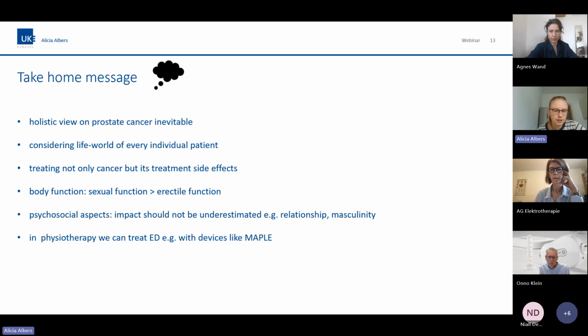On a psychological level, I think the impact should not be underestimated, for example, the effects on a relationship and masculinity. And I would like to conclude with the possibilities of physiotherapy in men with incontinence or erectile dysfunction. I think pelvic floor exercises which are instructed by specialized physiotherapists who include devices could help reduce symptoms or even get rid of them.